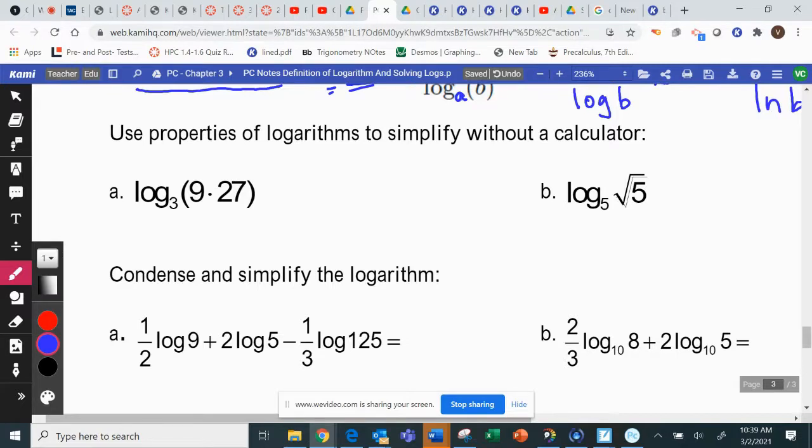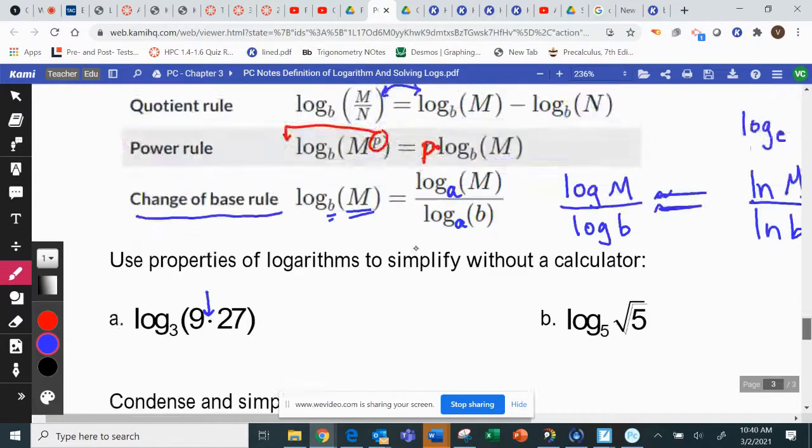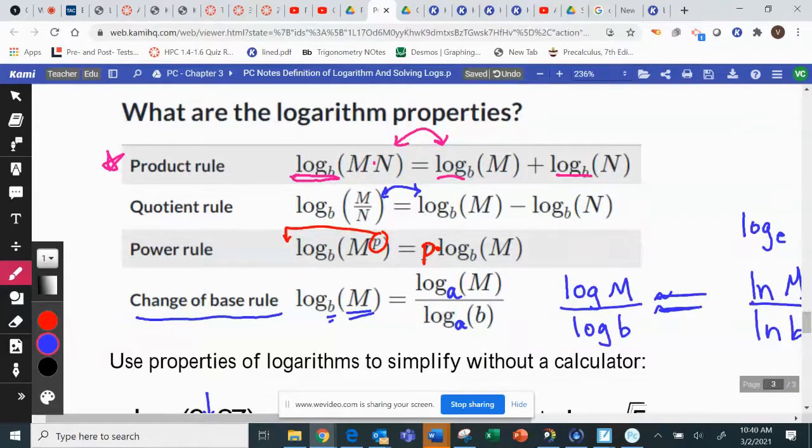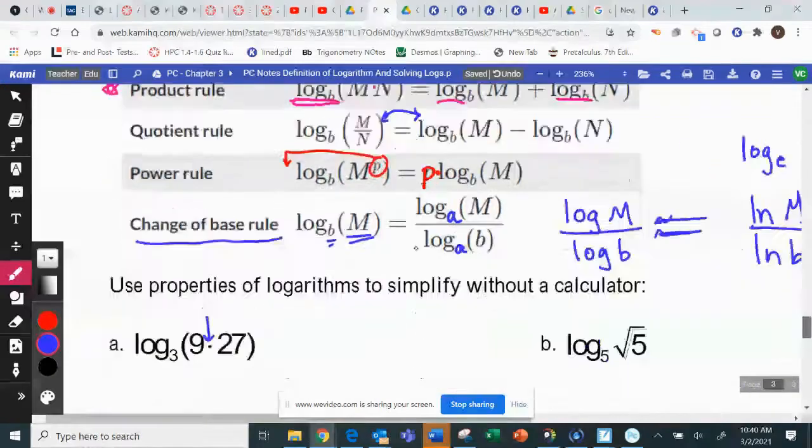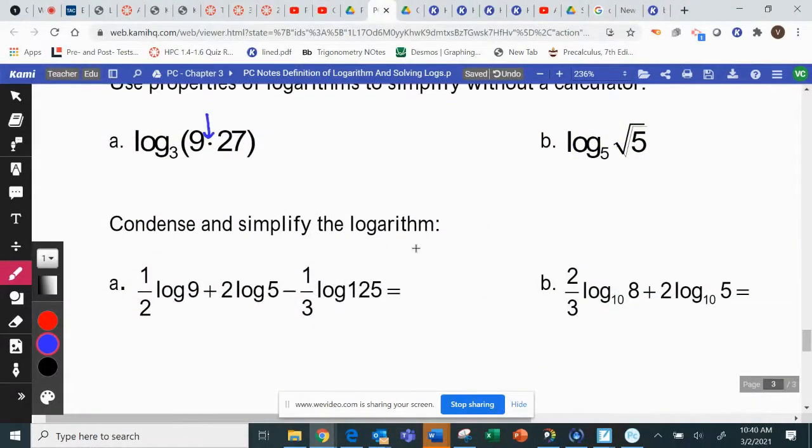So I've got log base 3 of 9 times 27. Now, I can multiply 9 times 27 without a calculator. It's just going to take a little bit of time, and I don't want to waste my time. So since this is a product, I'm going to go up here and use the product rule. That says I can separate this into two separate logarithms, log base 3 of 9 plus log base 3 of 27.